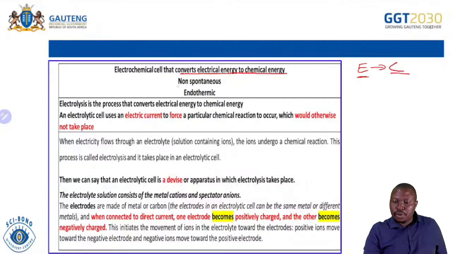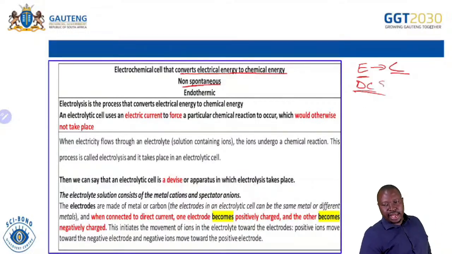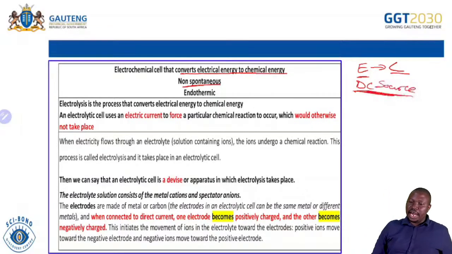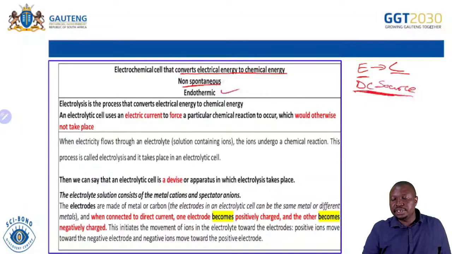And this process, we call it non-spontaneous because we use a DC source for the reaction to be able to take place. So it means this reaction cannot take place if we didn't have the DC source there. You need the DC source. We need a source of current so that the reaction can take place. And we call it endothermic, which means energy is being absorbed in this reaction.